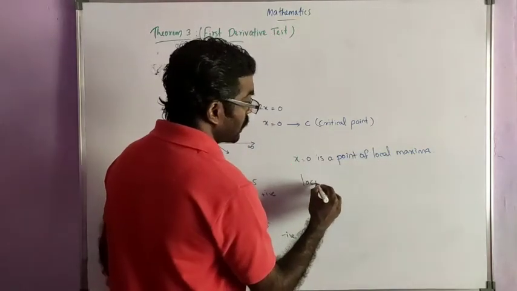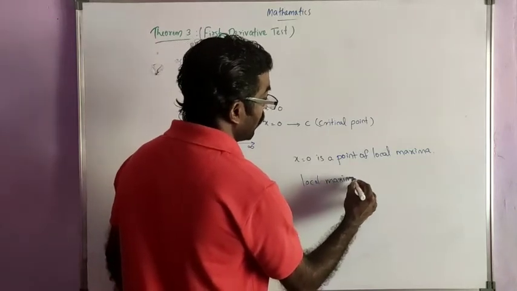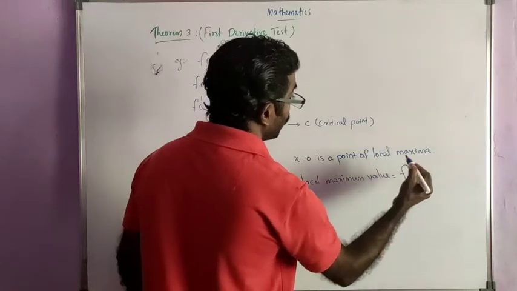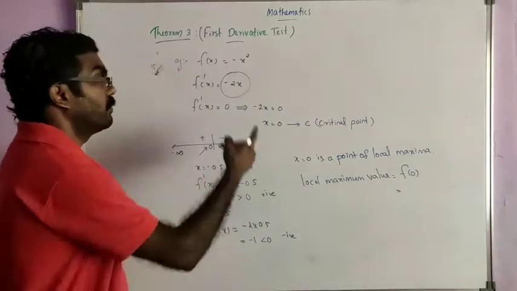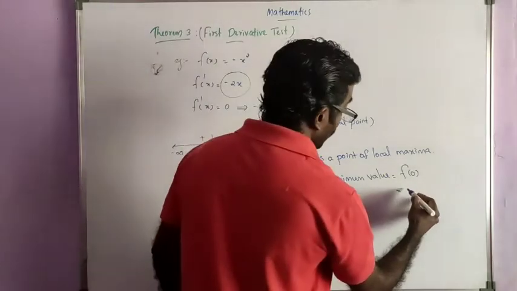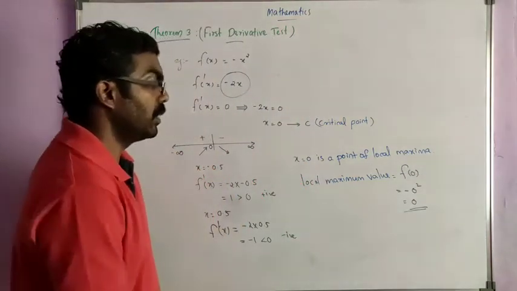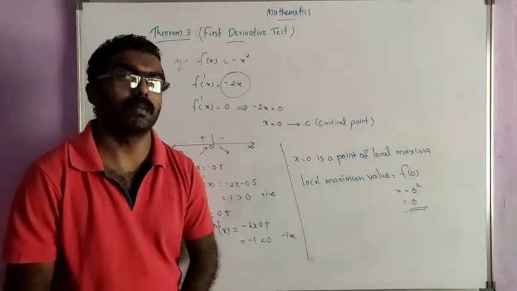and the local maximum value is equal to f of C, here f of 0, which is equal to, f of x is minus x square, so minus 0 square, which is equal to 0. The local maximum value of the function is 0. Clear?